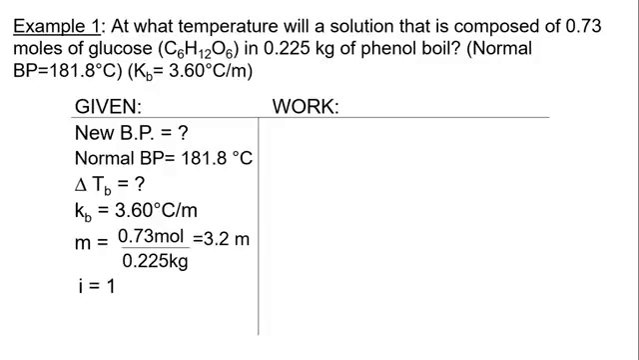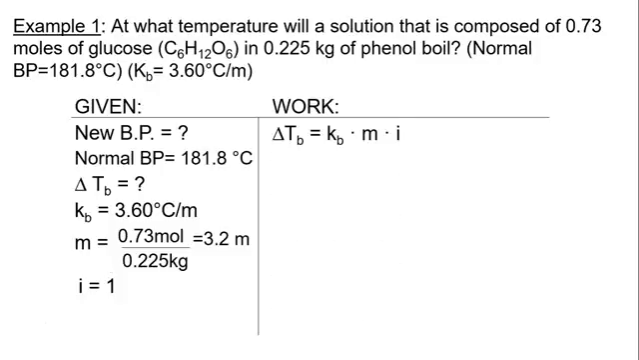The Van 't Hoff factor. Now, the Van 't Hoff factor, I, is the number of particles this is going to break down into. Now, I've already told you it's 1, but the reason it's 1 is because this is glucose. Glucose is not an electrolyte. It contains carbon, hydrogen, and oxygen, which are all nonmetals. So it's going to stay intact and just be 1 particle.